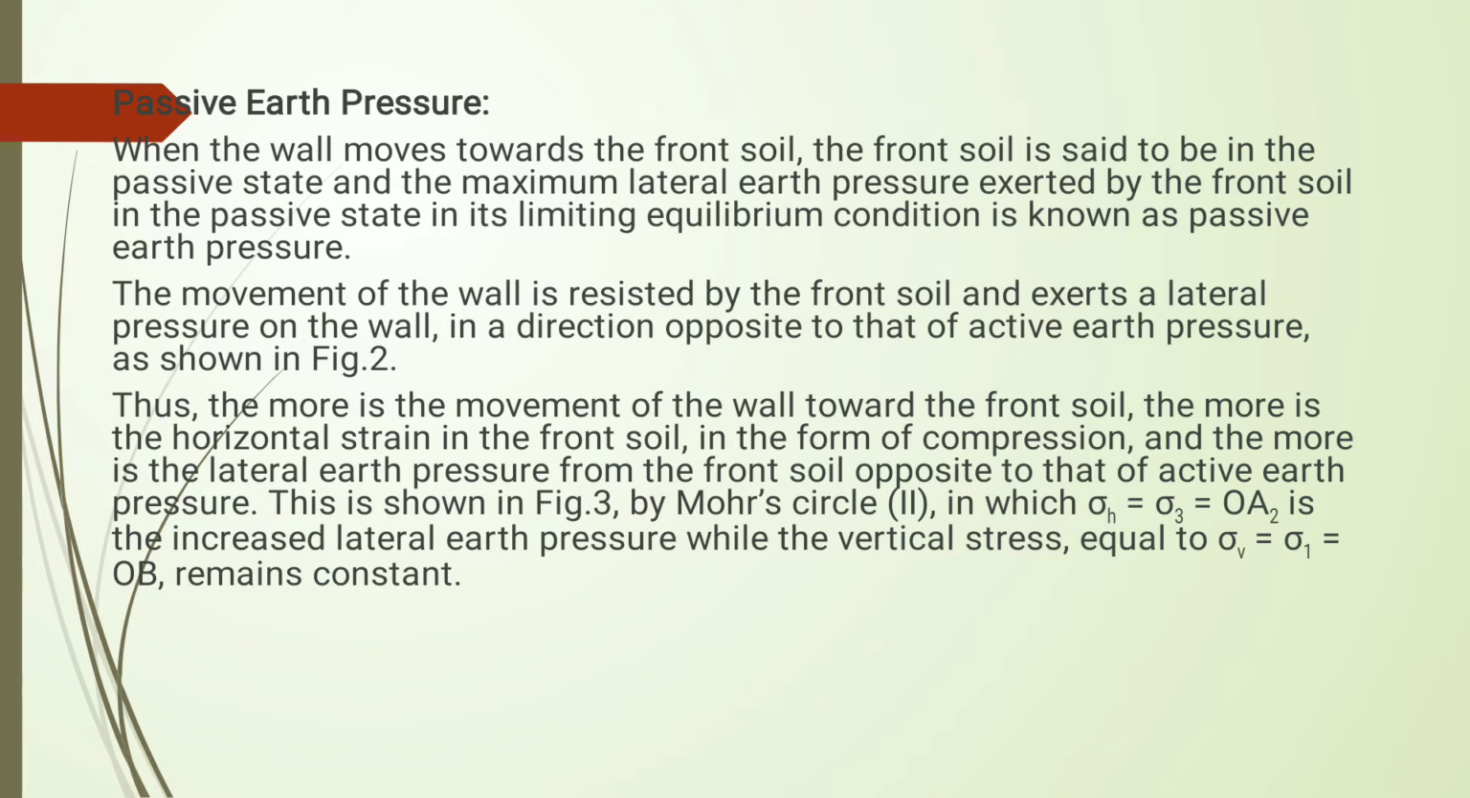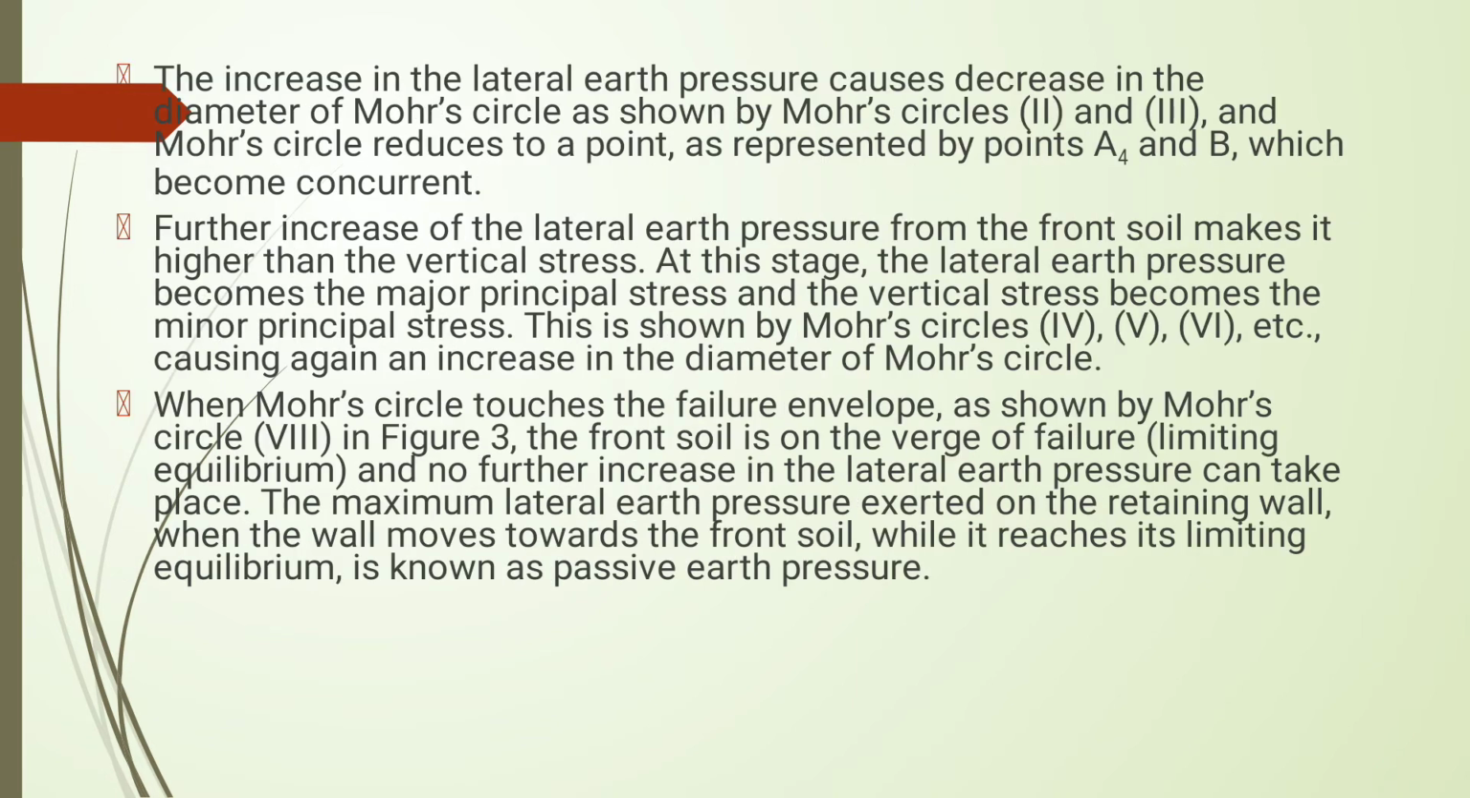It is shown in the figure below, that is OA2. Next, again with the increase in pressure, the Mohr circle decreases as shown in zones 2 and 3. Further increase of lateral pressure from the soil makes it higher than the vertical stress. At this stage, the lateral pressure becomes the major principal stress, and the vertical stress becomes the minor principal stress. This is shown in Mohr circles 4, 5, 6, etc. When a Mohr circle touches the failure envelope, that is circle 8, the soil is in the wedge of failure and no further increase in the lateral earth pressure can take place.